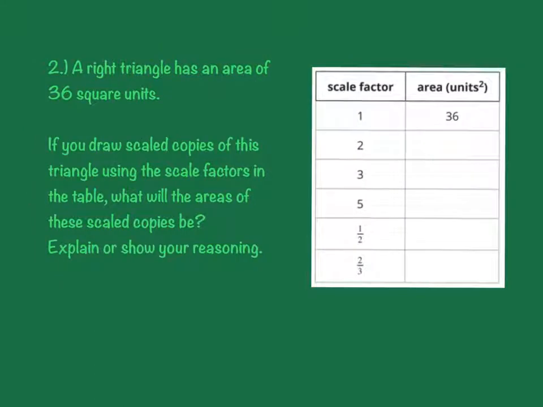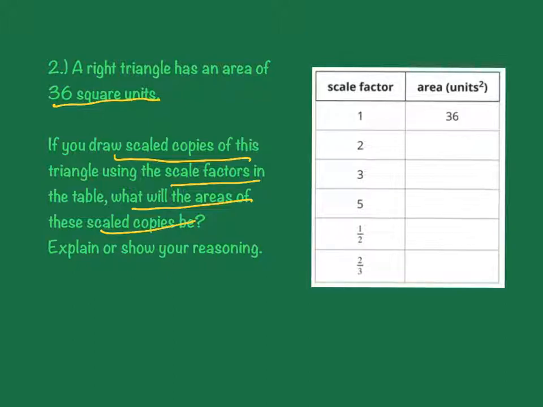Okay, next. The right triangle has an area of 36 square units. If you draw scaled copies of this triangle using the scale factors, what will the areas of these scaled copies be? Explain or show your reasoning. Now, of course, you can use some graph paper and you can draw them, but we don't have to. We know the rule now.